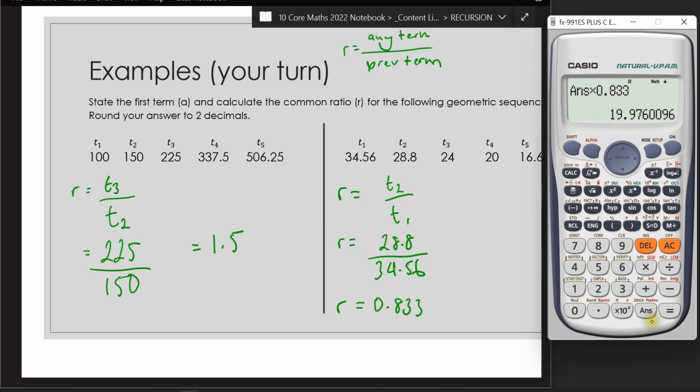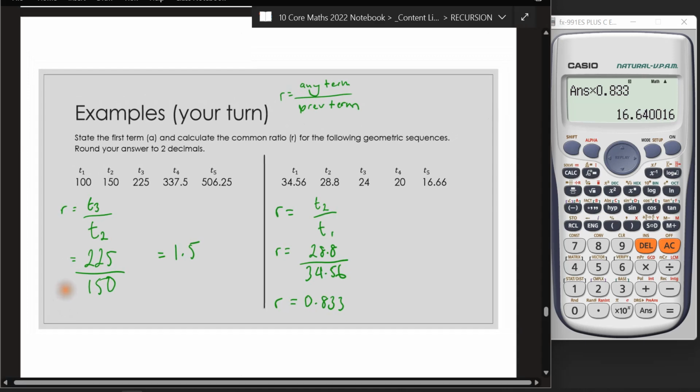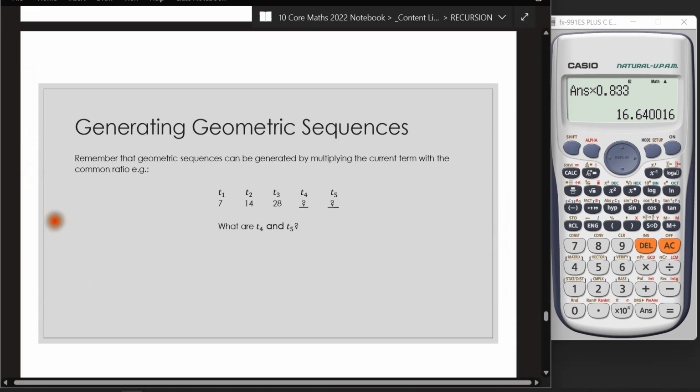Term number 4, I think it was. And then term number 5. So we got it right, that's the common ratio. Or actually, if you got those as the common ratios, then you've done it correctly. All right, let's keep going.